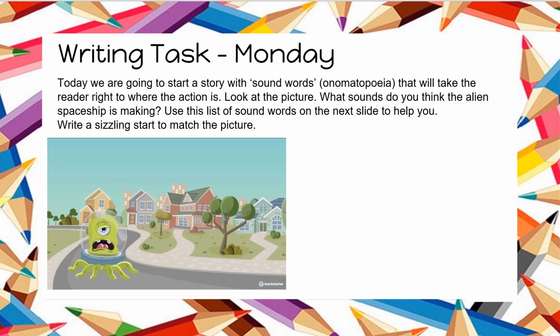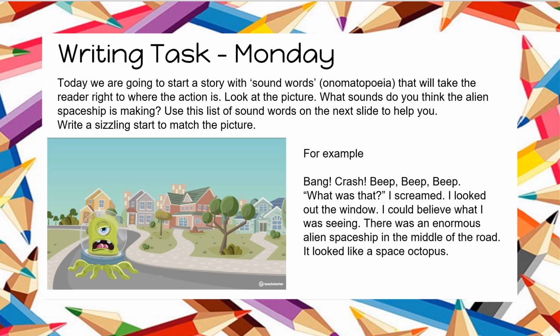Here's an example of what I wrote. Bang! Crash! Beep, beep, beep. What was that? I screamed. I looked out the window. I couldn't believe what I was seeing. There was an enormous alien spaceship in the middle of the road. It looked like a space octopus. Now, have I grabbed your attention? Do you want to read more?